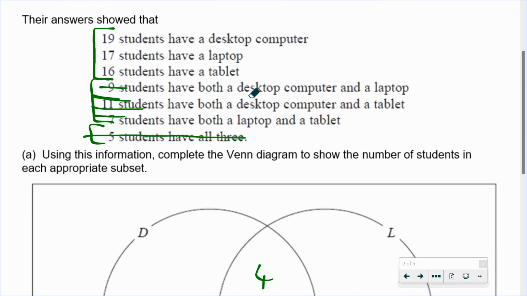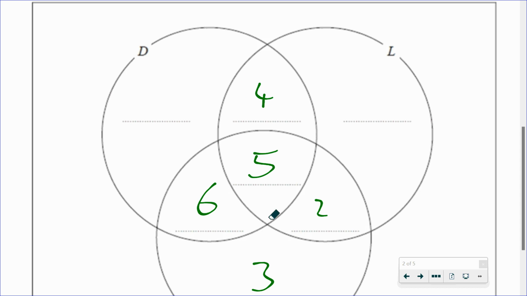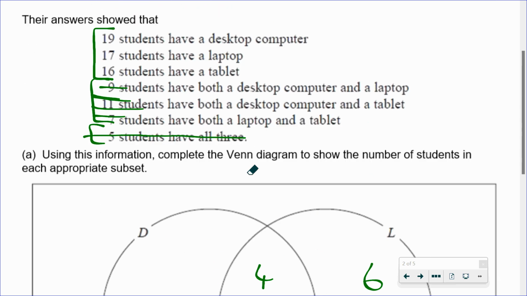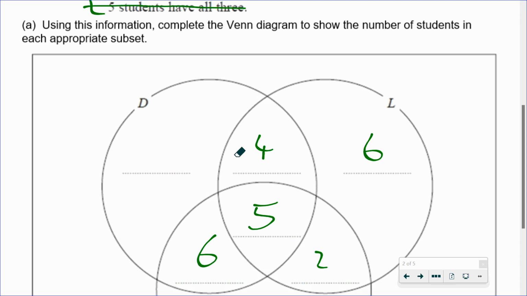In a similar way, when I look at the laptop bit, there are 17 in total. But looking at this list of things here, I've got 11 so far, which means I need 6 more to make 17. And last but not least, I can see here I've got 15 already in this desktop computer group, but I need 19, so I need 4 more. 15 plus 4 being 19.